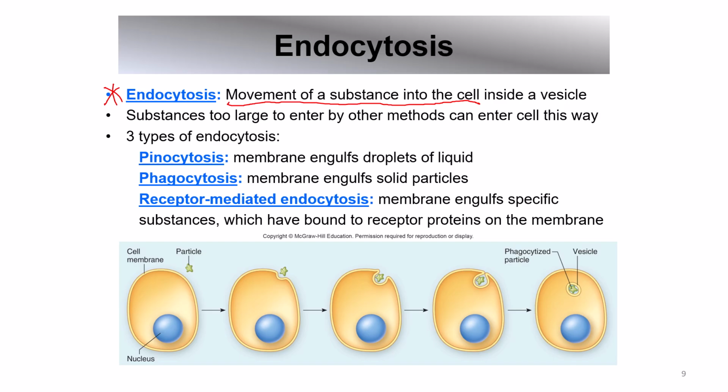There are three types of endocytosis. Pinocytosis, this is if the cell brings in droplets of liquid. Phagocytosis, this is for bringing in solid particles, which is what happens with white blood cells when they eat bacteria. And the receptor-mediated endocytosis, this is when the cell is being picky. It only brings in specific substances that are able to attach to these special receptors, which I'll show you on the next picture.